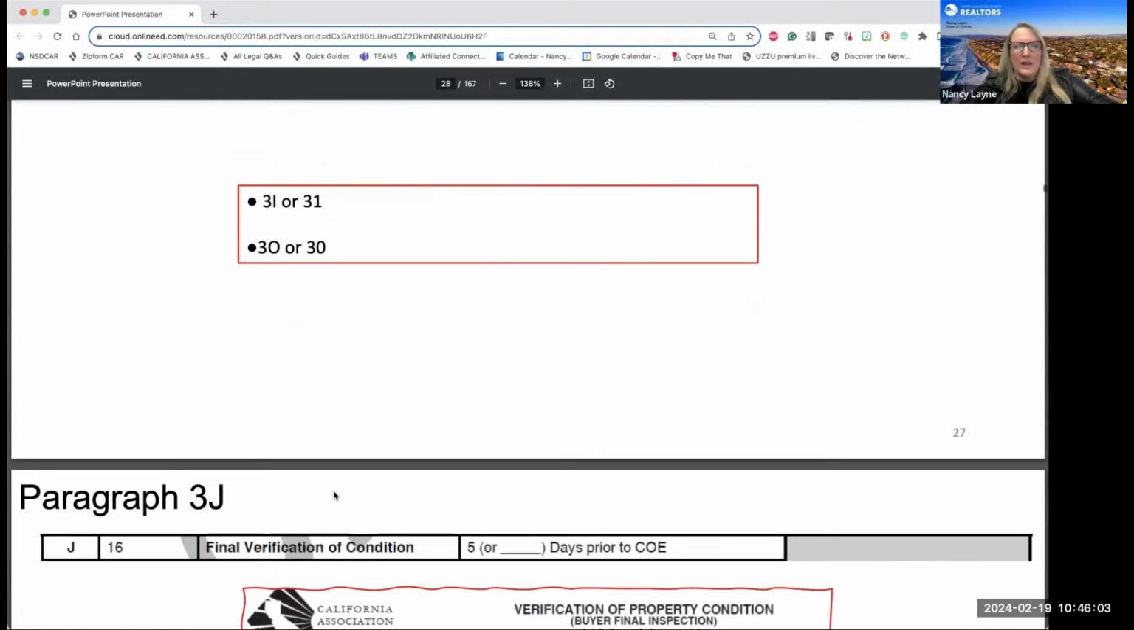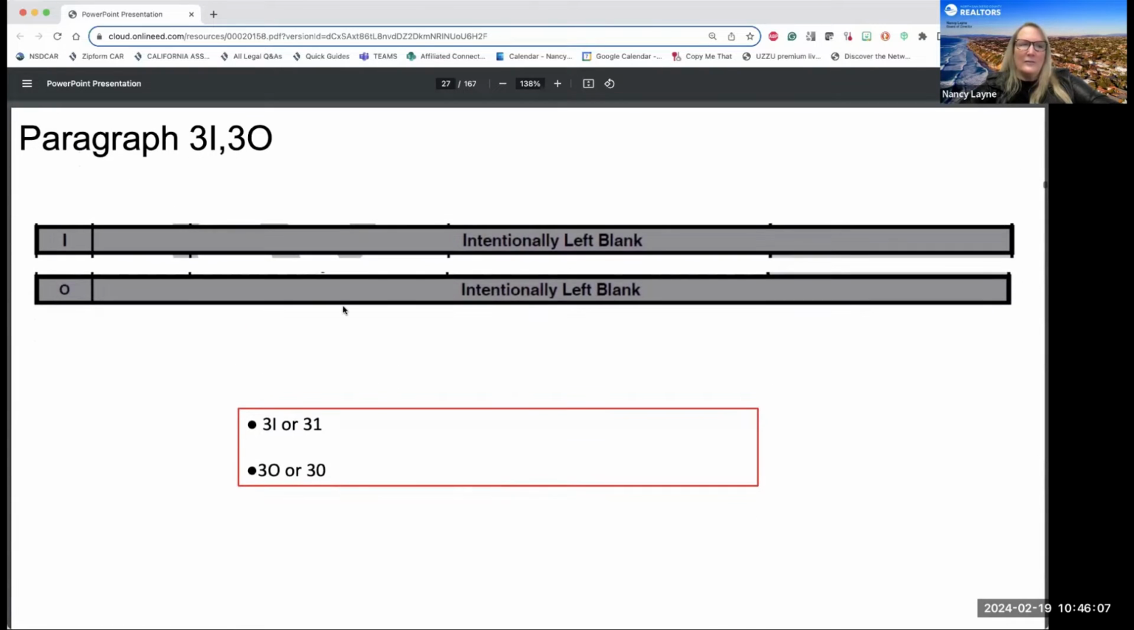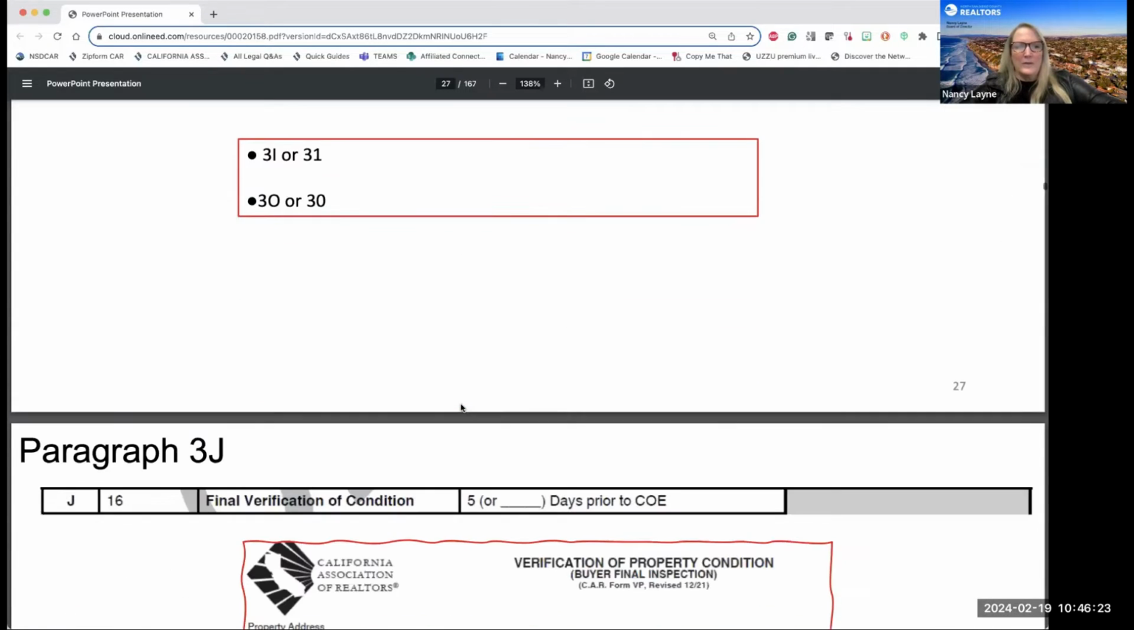Oh, and I love this. And the reasoning behind this, paragraph 3I and 3O. And the reason that they left them blank intentionally, and they're just a big line that says intentionally left blank, is because 3I can be 31 and 3O can look like 30. So they just left them blank so that there was not confusion, because we all have too much confusion. I love that.